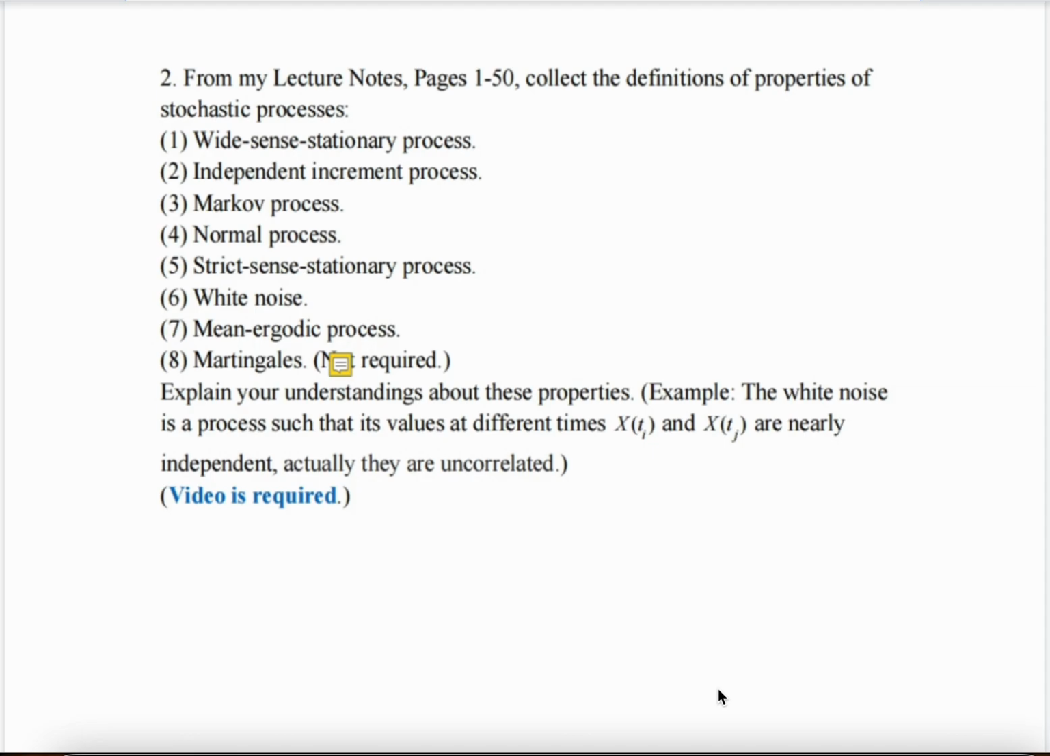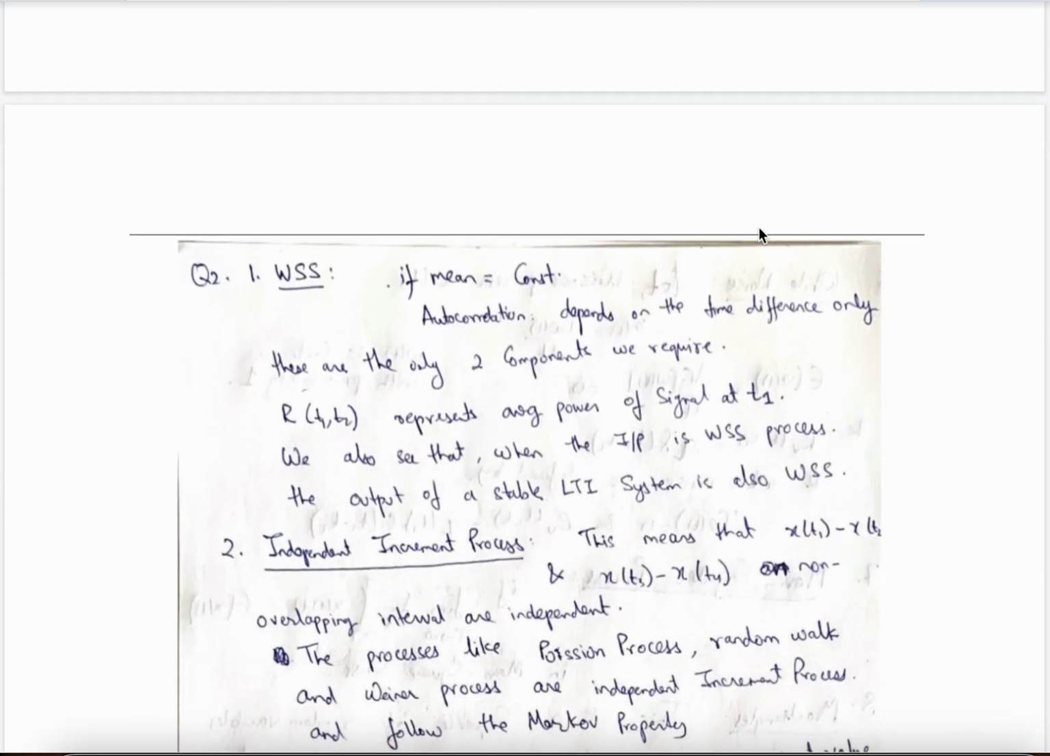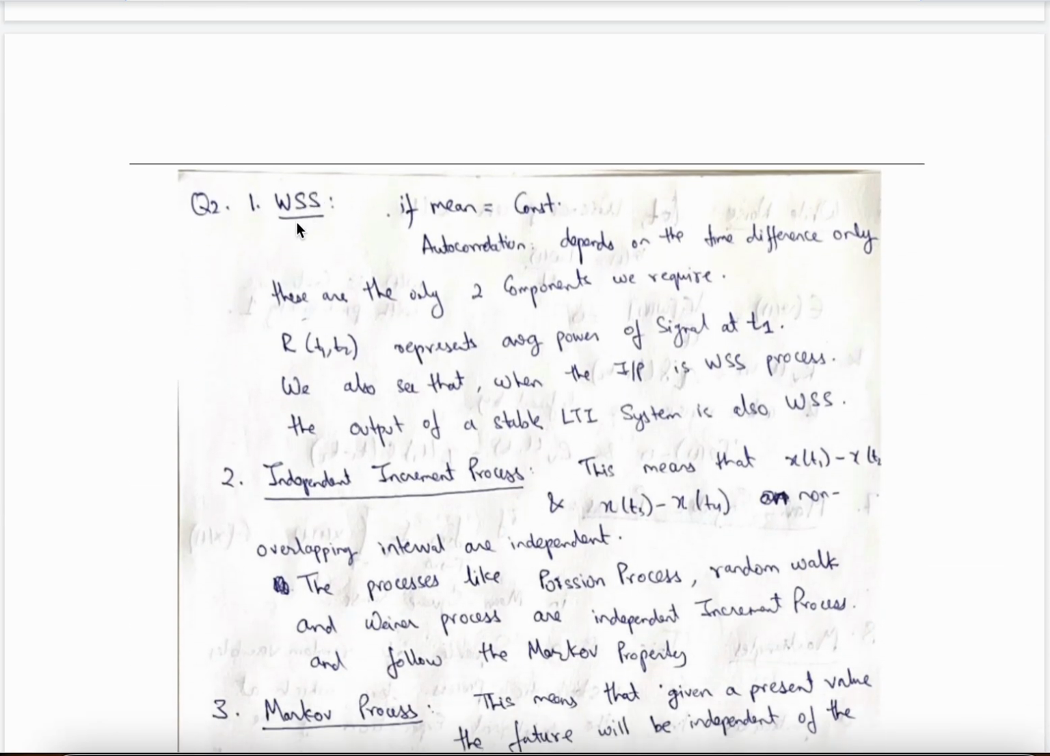Processes for homework 10 was also a video question. It was again about collection of definition and properties of the stochastic processes mentioned below. So there are a total of eight subparts to this, and it says explain your understanding about these properties. Okay, so we'll start with the first one, wide-sense stationary or WSS.